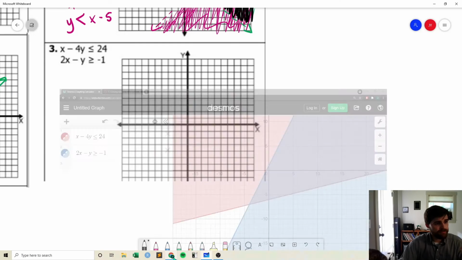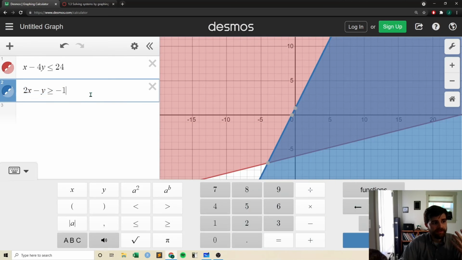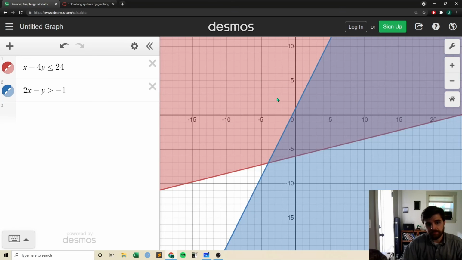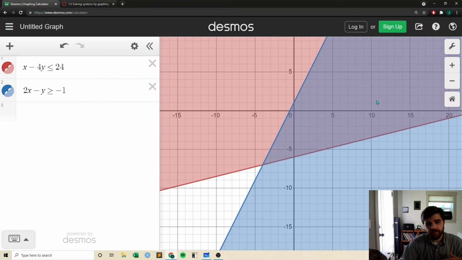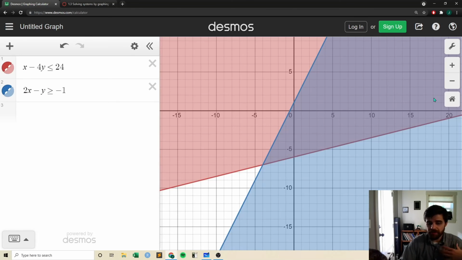So here we have our two equations, x minus 4y is less than or equal to 24, and 2x minus y is greater than negative 1. So you can see we've got both graphed here, and we have this area that has both the red shade and the blue shade. So that overlapping shade, that is our solution.